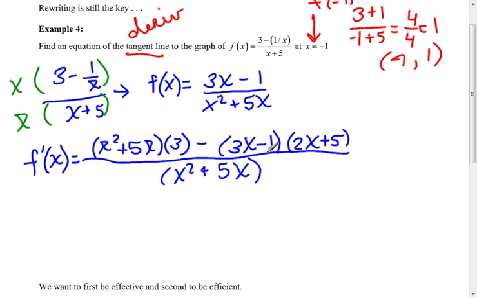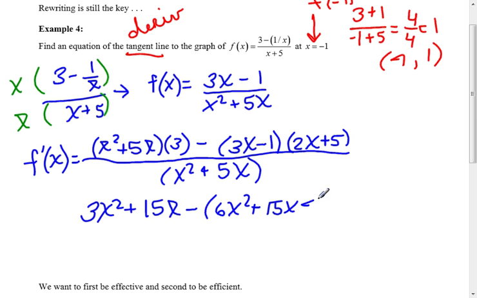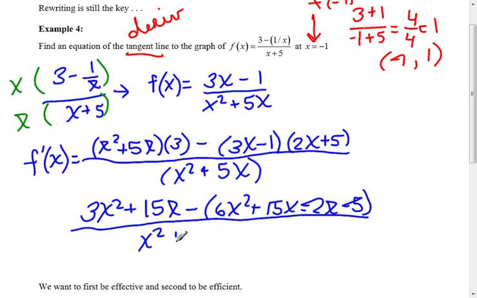Sure, we can multiply it out. Make it look a little bit better, right? Should we? Sure, why not? You have the time. So 3x squared plus 15x, minus, keeping our parentheses here, 6x squared plus 15x minus 2x, or 2 times x, minus 5. All over again, x squared plus 5x. Oh, I think it's good enough.